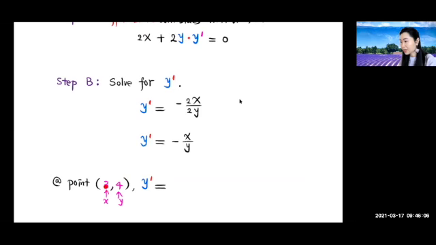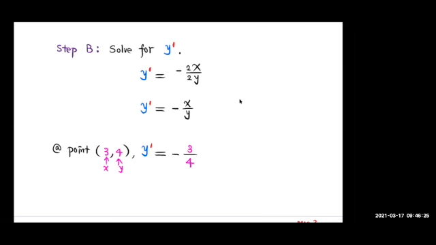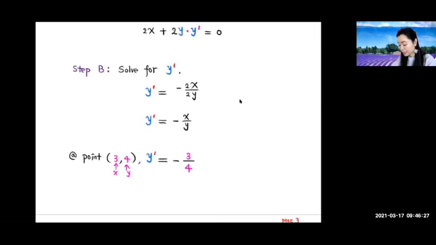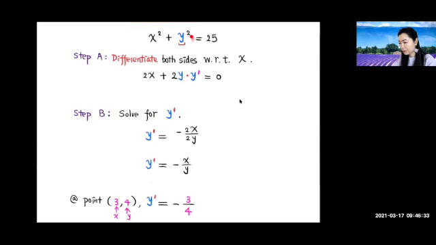So we can substitute x to be 3, y to be 4 into this. So we get y prime is negative 3 over 4. Is this the same result that we got? Yes, that's the same result as the first method. And this method is actually much simpler, right? You don't need to solve for y, and you can just go ahead and use these two steps.